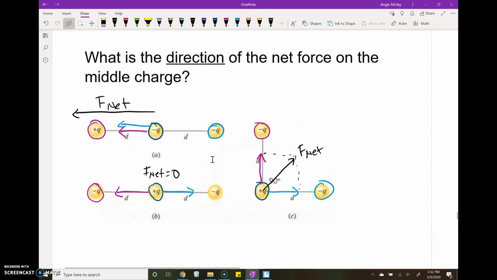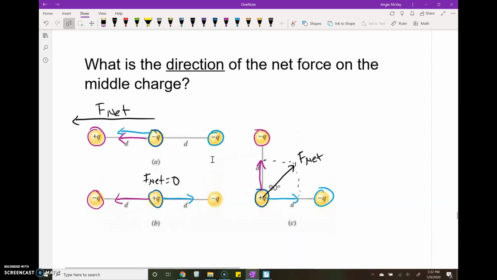Here are the answers for the second example. Please take a look at the color coding so that you can see each charge and the force that's exerted on the middle charge due to it, and then the net force.